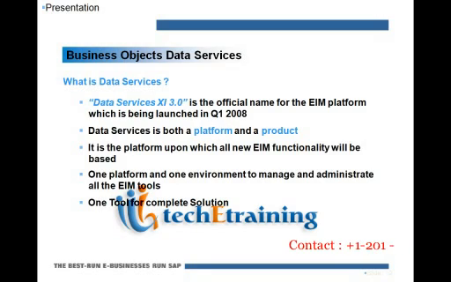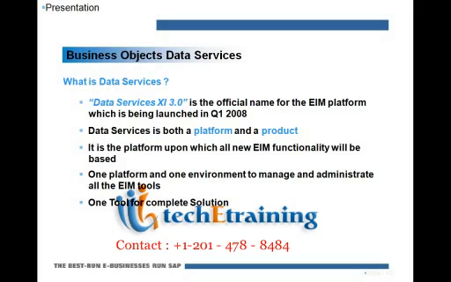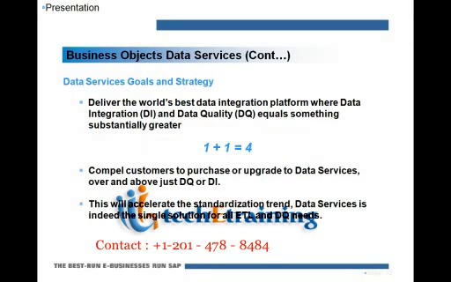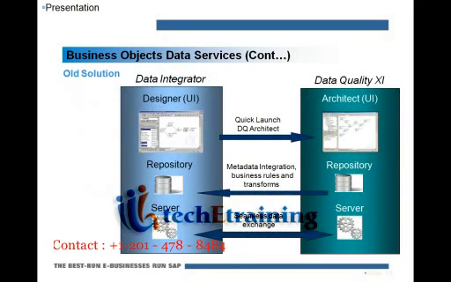The first product that came with the Data Services name was Data Services XI 3.0. Previous to that, it existed as Data Integrator and Data Quality as two separate products. Data Integrator had its own servers, its own repositories, and its own interface, which was called the Designer. Alongside it, there was another tool called Data Quality, which had its own server, its own repository, and its own interface called Architect.